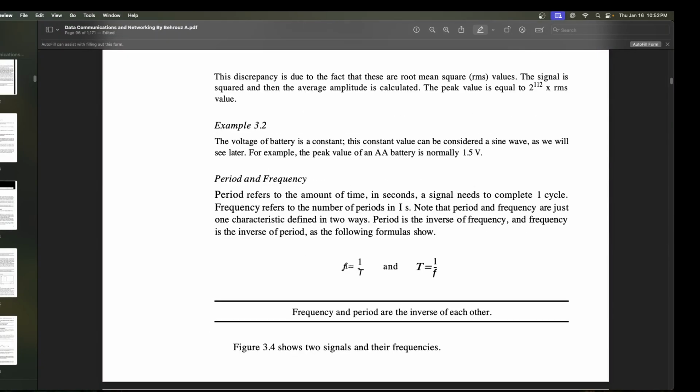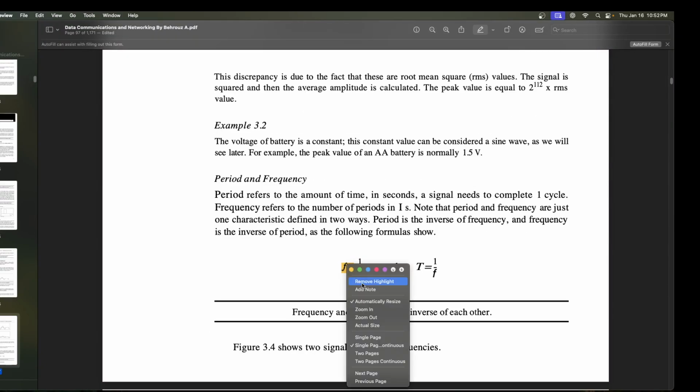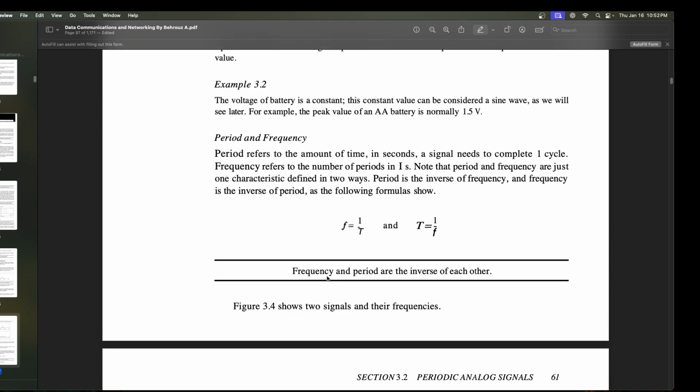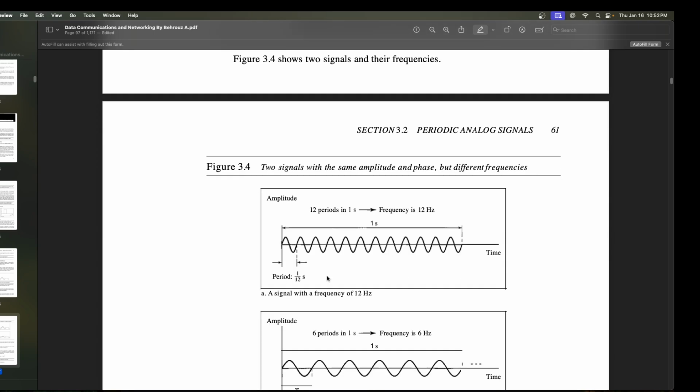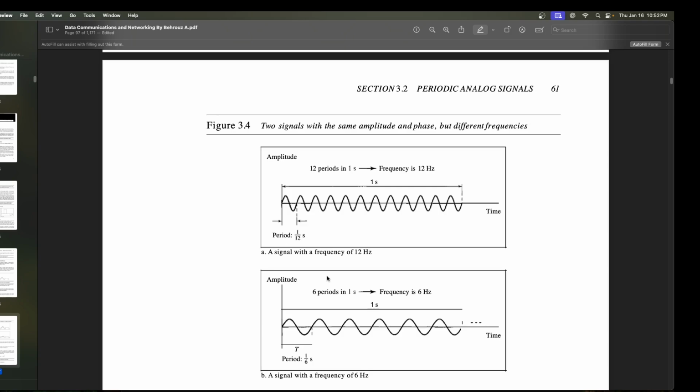The period and frequency. Frequency is 1 by time period, and time period is the inverse of frequency. Now, two signals with the same amplitude and the same phase. The period is one entire cycle, and frequency is exactly the inverse of that. So if the period is 1 by 12 seconds, the frequency will be 12, the inverse of this.